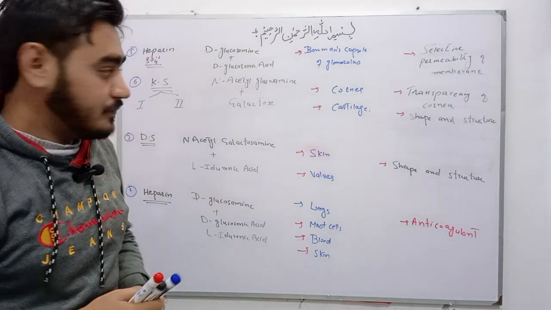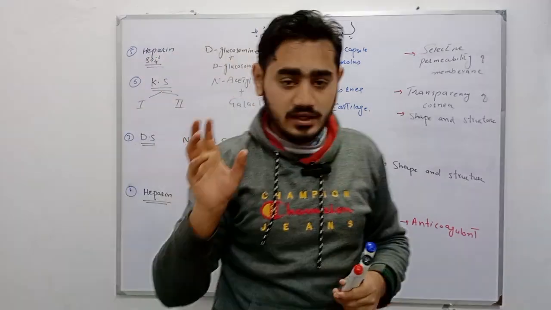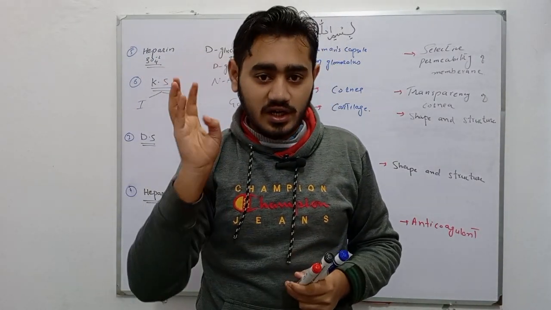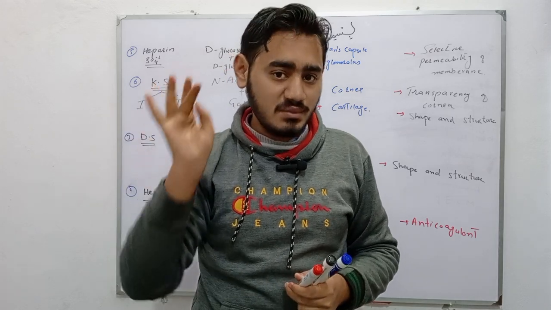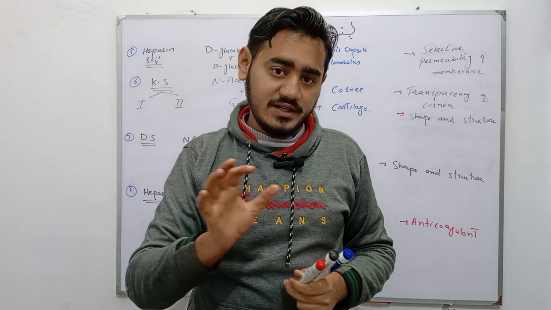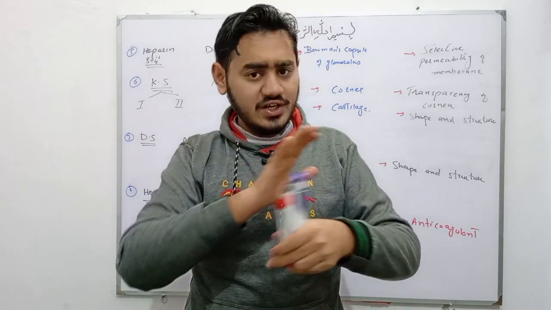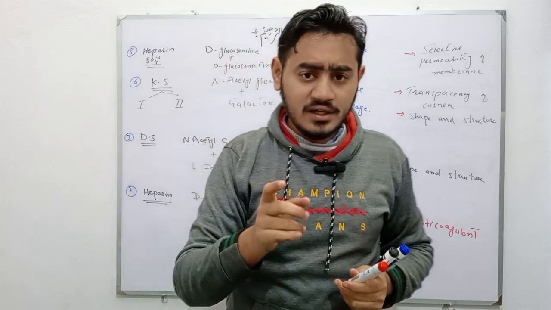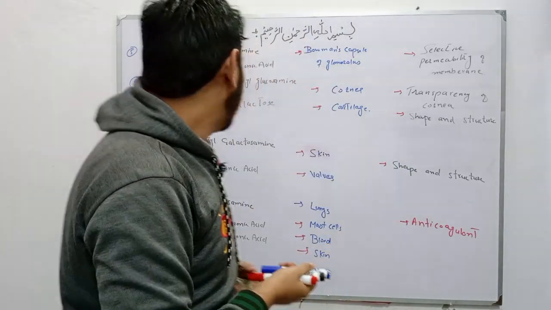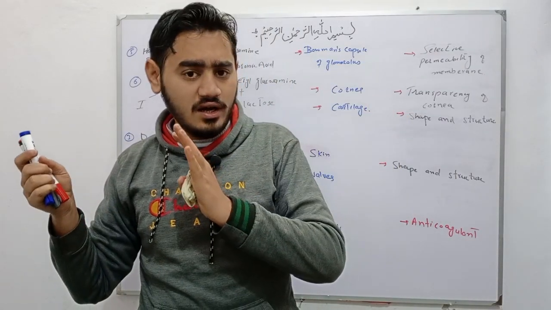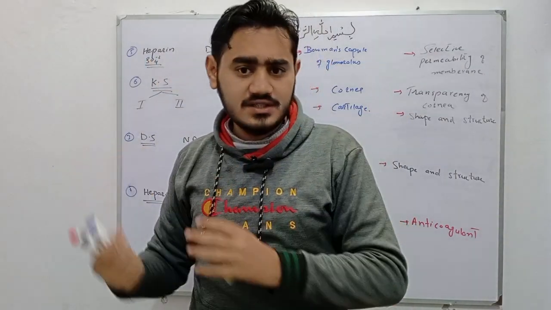So students must remember the examples of glycosaminoglycan, that are hyaluronic acid, chondroitin sulfate, dermatan sulfate, heparan sulfate, and keratan sulfate. Keratan sulfate contains no uronic acid, it contains galactose, and the various examples, as I already discussed in this lecture.